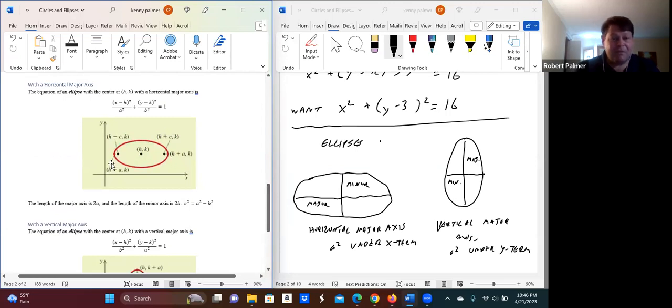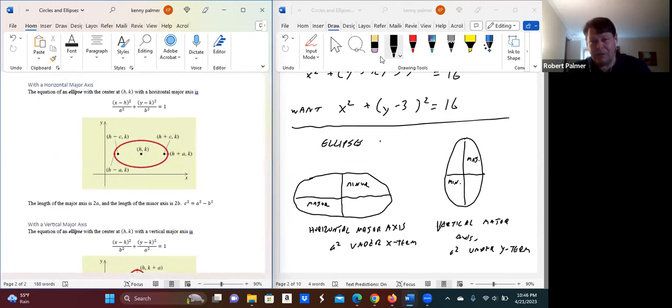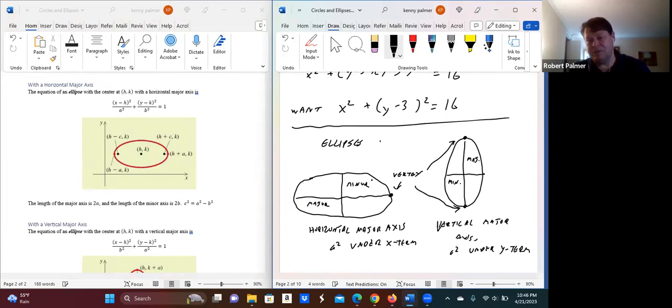Now, a few more things they have. These points right here are called vertices, or a vertex. These points right here, those are the vertex or vertices, at the ends of the major axis, the end of the long axis. This major axis has a length of 2a, 2 times a, this number right here, and the minor axis has a length or distance of 2b. This number right here.